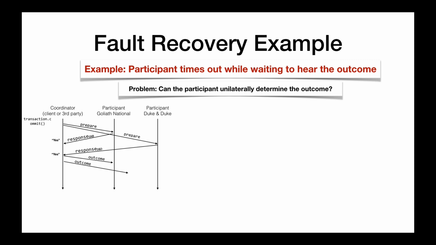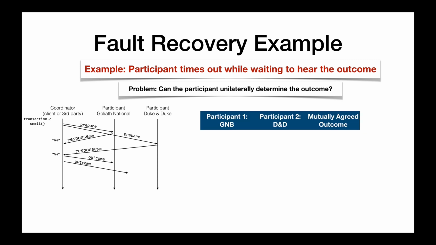let's consider what the possible final outcomes of the transaction might be, because remember that even though Duke and Duke voted yes, we don't know what the other participant voted, and maybe the coordinator timed out. We can't assume anything. So let's look at what the possible options are with the different votes. So one option is that the other participant voted yes and we voted no. So if that's the case, without knowing what this guy voted, we know that the outcome has to be abort because we know that we voted no.